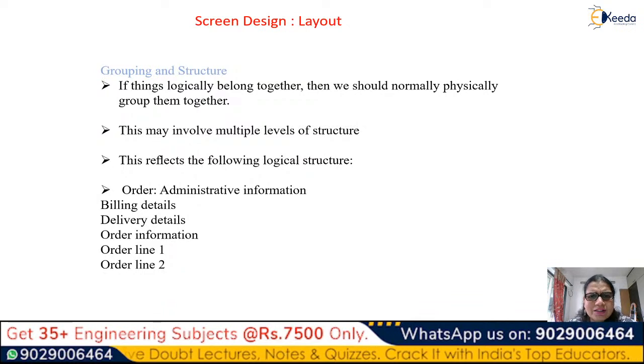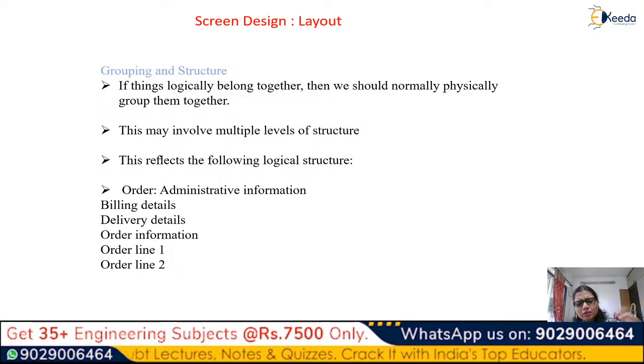Grouping is not about the logical structure or other structures. It means how your information should be visible to the user, and in what structure. If things logically belong together, then we should normally physically group them together. This may involve multiple levels of structure, reflecting a logical structure like order and administrative information. Suppose there are billing details, as I spoke about online purchasing, then you have delivery details, on which address the package should be sent, and so on.